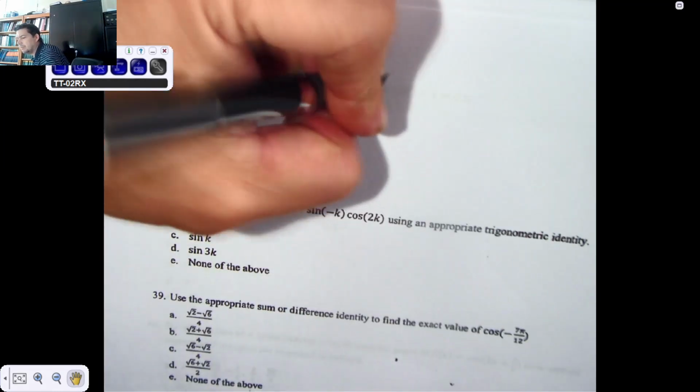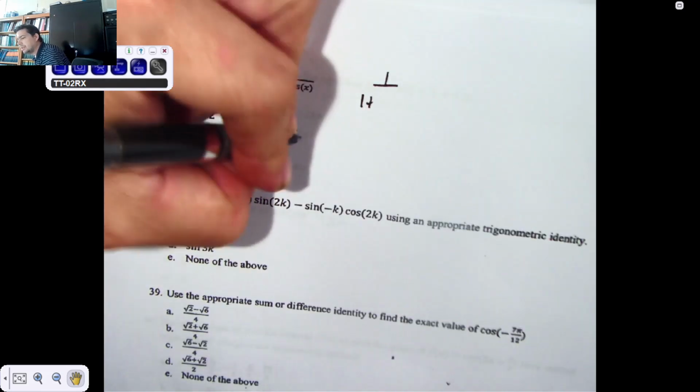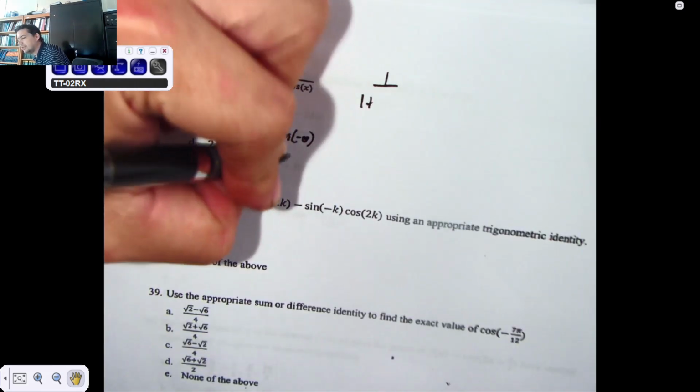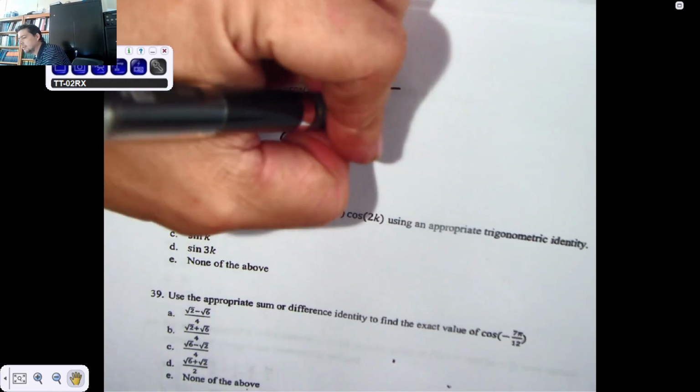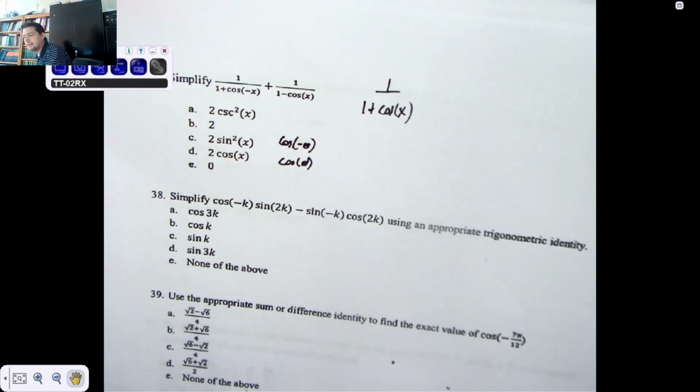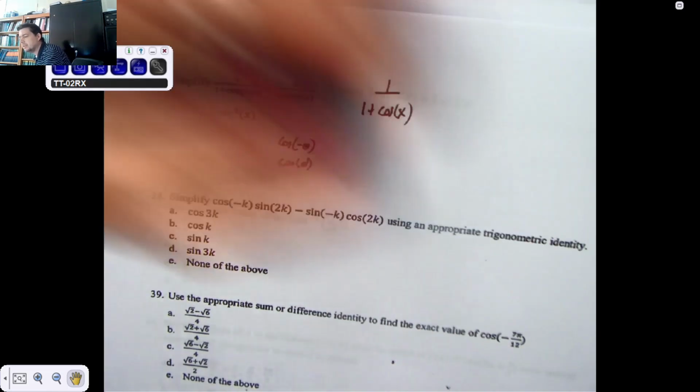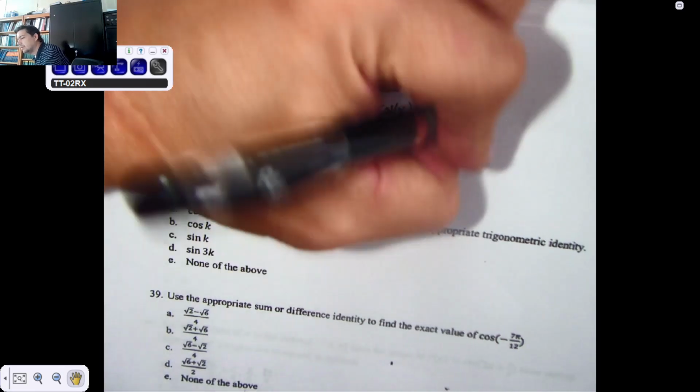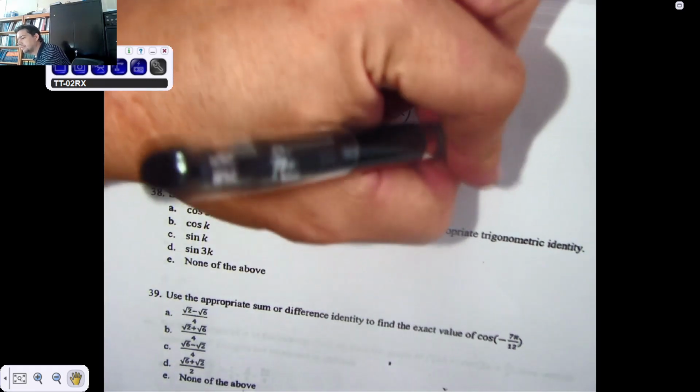37's up next. I don't know why, but I feel like doing this the way I should. You guys know that the cosine of a negative thing is the cosine of a positive thing. So this one doesn't look too bad because that's 1 plus cosine x. So we're going to add to that 1 over 1 minus cosine of x.